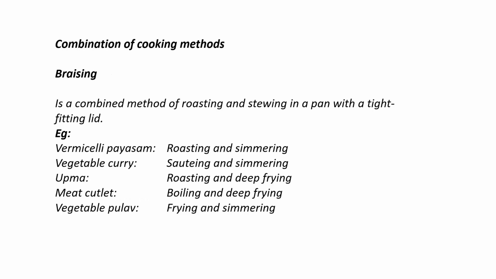Now, next is a combination of cooking methods, that is braising. It is a combined method of roasting and stewing. Now you have understood what roasting and stewing methods are. It is done in a pan with a tight fitting lid. Some examples of a combination of cooking methods are given here. Vermicelli payasam: in this preparation, roasting and simmering are there. Vegetable curry: sautéing and simmering. Upma: roasting and deep frying. Meat cutlet: boiling and deep frying. Vegetable pulao: frying and simmering.